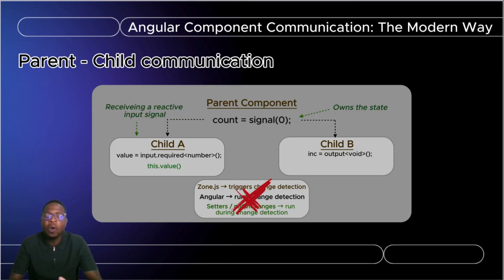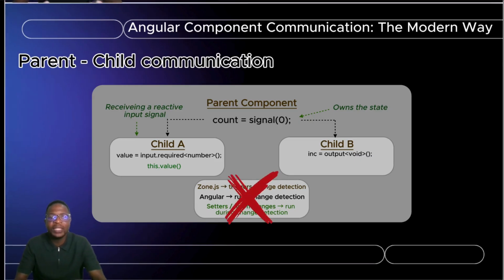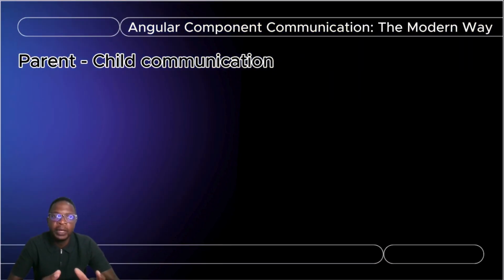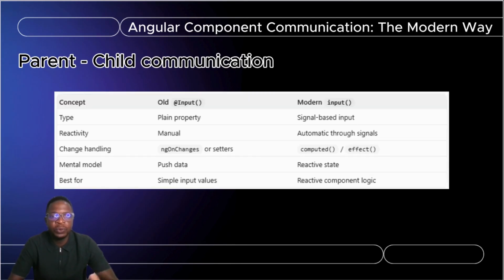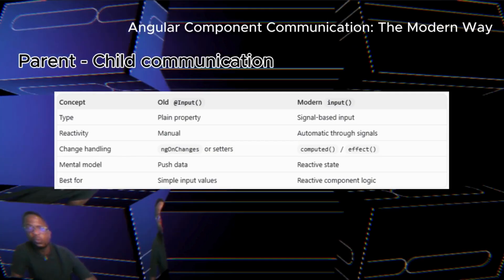So instead of the old flow where we receive data and then react to it manually, we now have this new model where we receive reactive state and Angular updates dependencies automatically. This is a major shift. If we compare the two, that is the old model and the new model, using different concepts like type, reactive, change handling, mental model, and best for, you can actually see the difference between these two here.